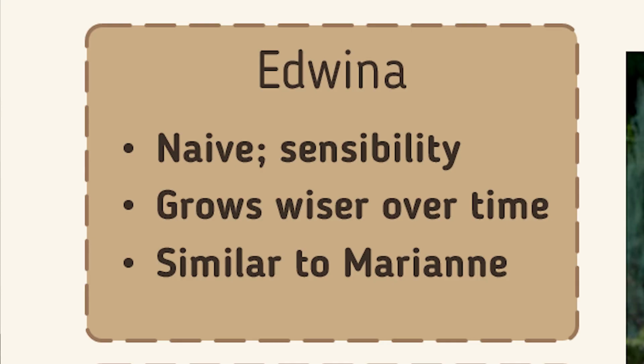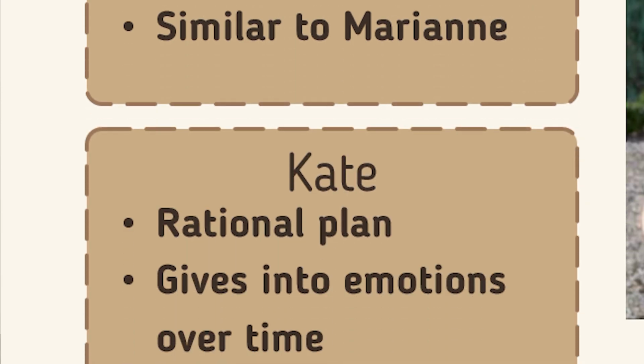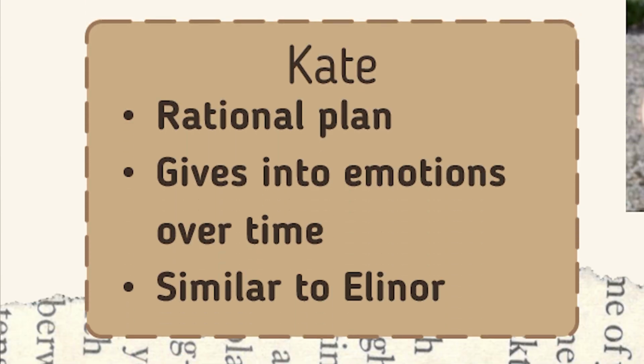And then at the same time, there's an older sister, Kate, that relates to Elinor. She has more of a rational plan going into the marriage market in life. But over time, she gives in to her emotions, which allows her to be married to her ultimate love interest as well.